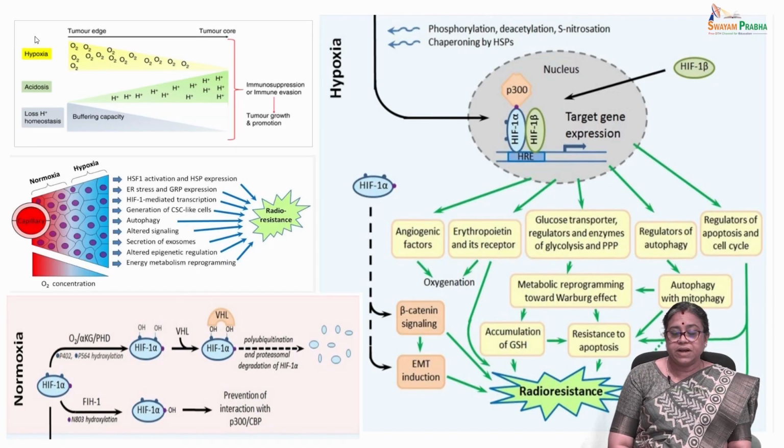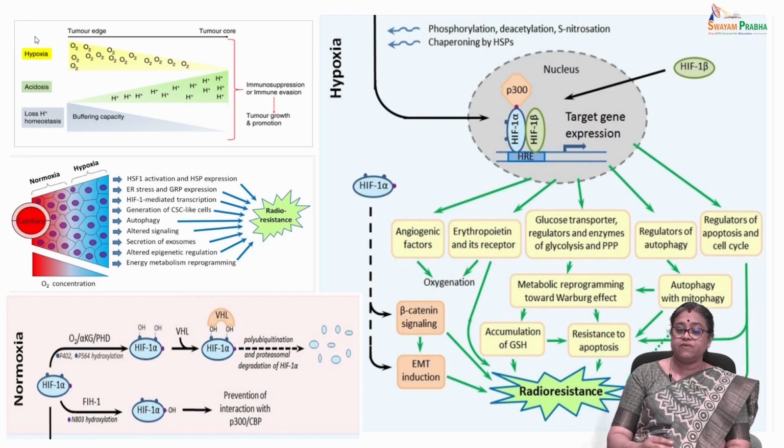Now, as I mentioned in the previous slide, if you compare the tumor edge and the tumor core, in the tumor edge the amount of oxygen availability is high compared to the tumor core. And that is why we say that the tumor core is hypoxic. Similarly, if you look at the acidic environment, the amount of proton ions will be more in the core compared to the edge. Therefore, less oxygen and more acid lead to the hypoxic region.